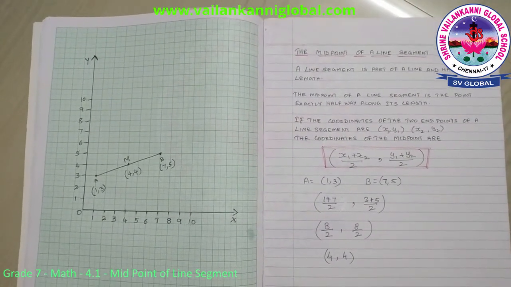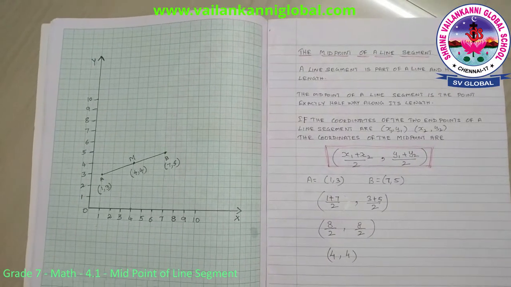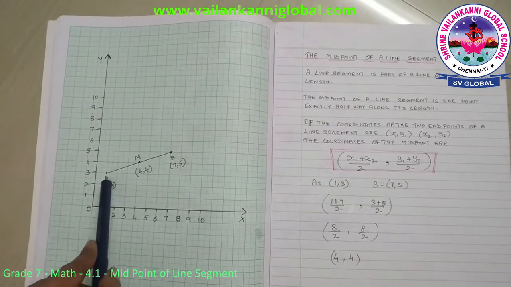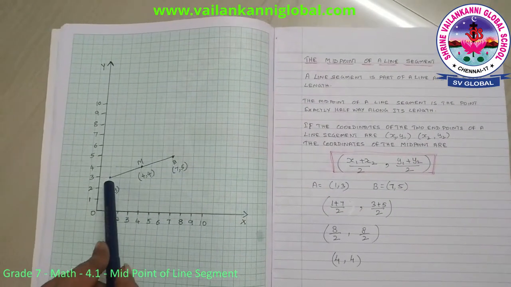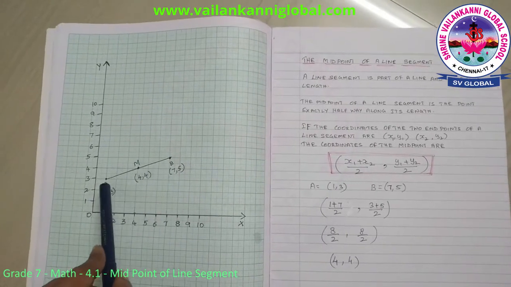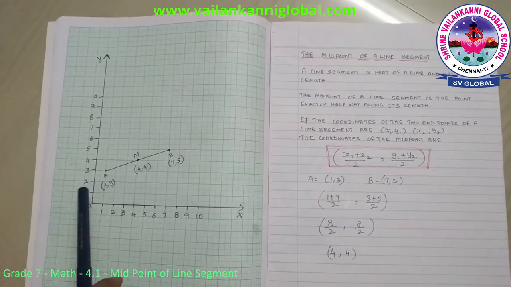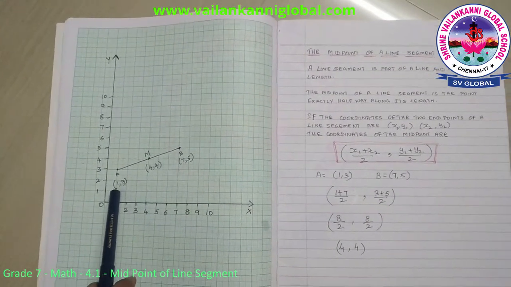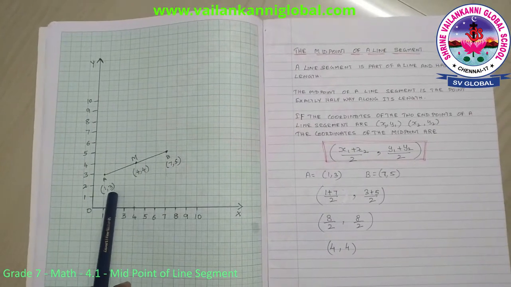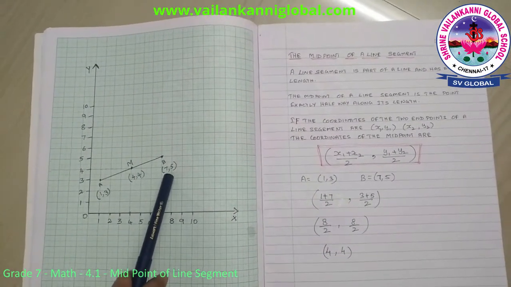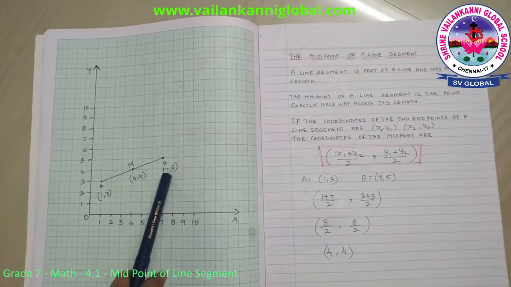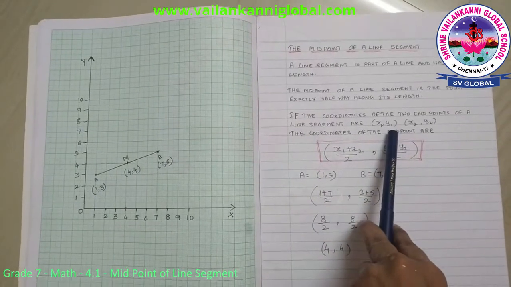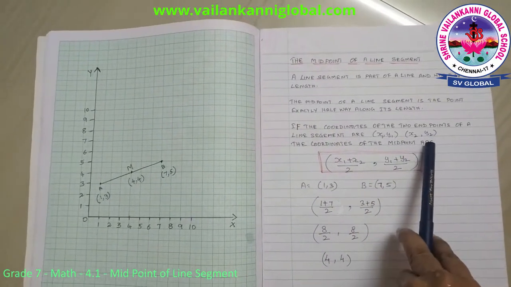If the coordinates of the two ends of a line segment, that is, a line segment has two endpoints, A and B, then each coordinate can be written with a value for x and a value for y. To avoid confusion, we are using x1 and y1, x2 and y2.